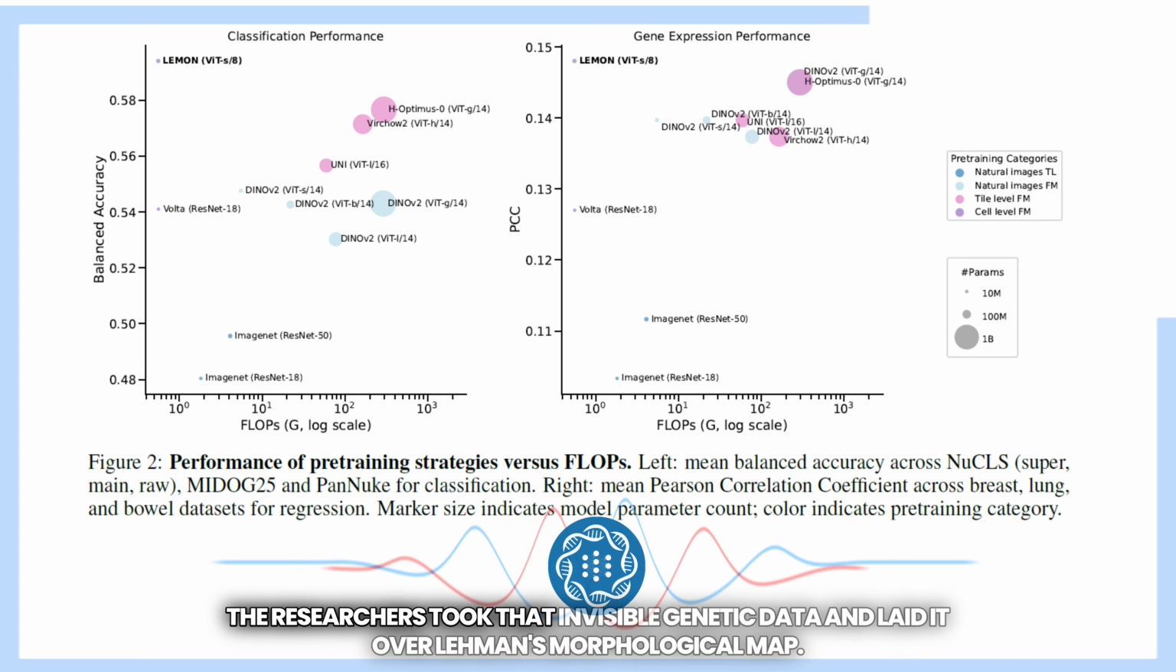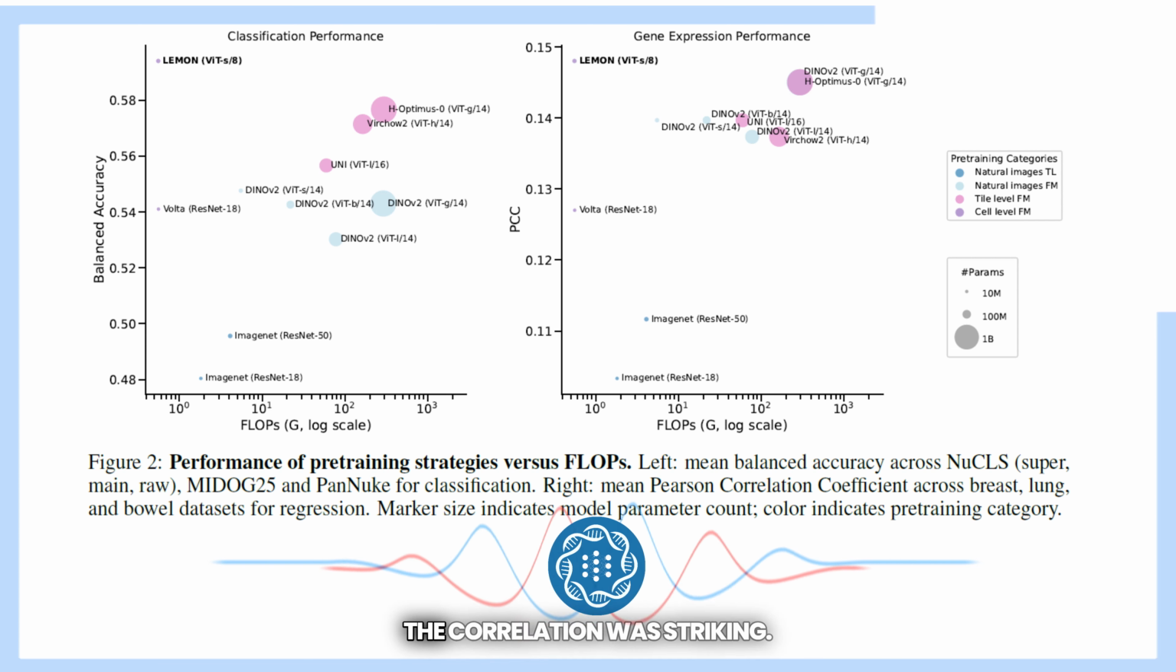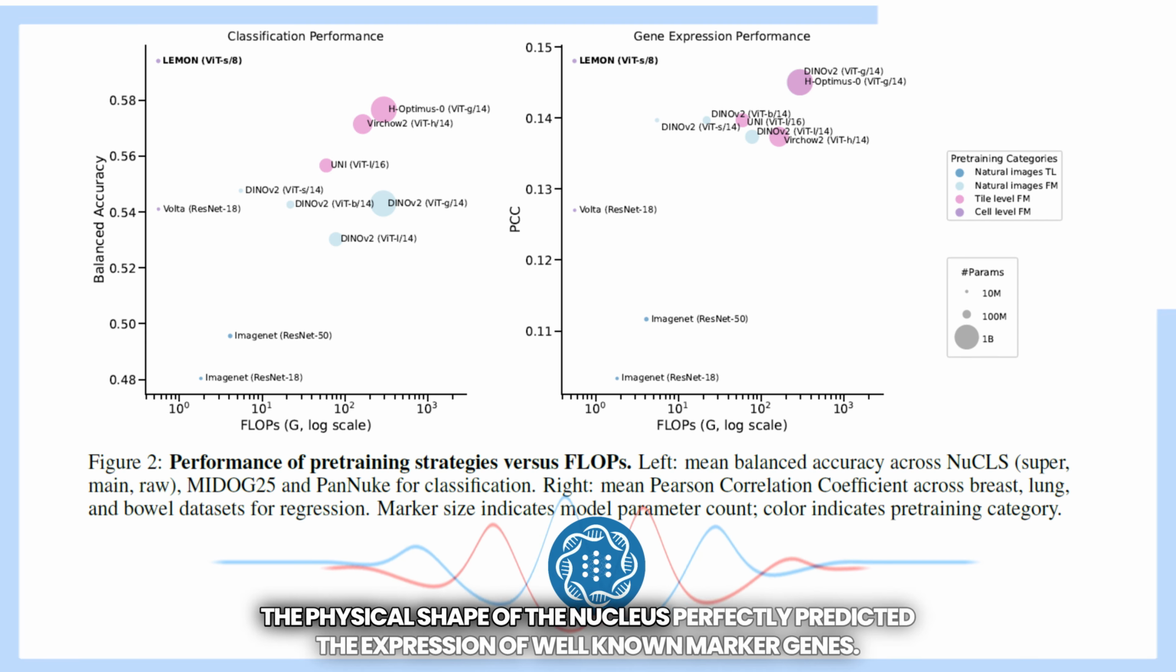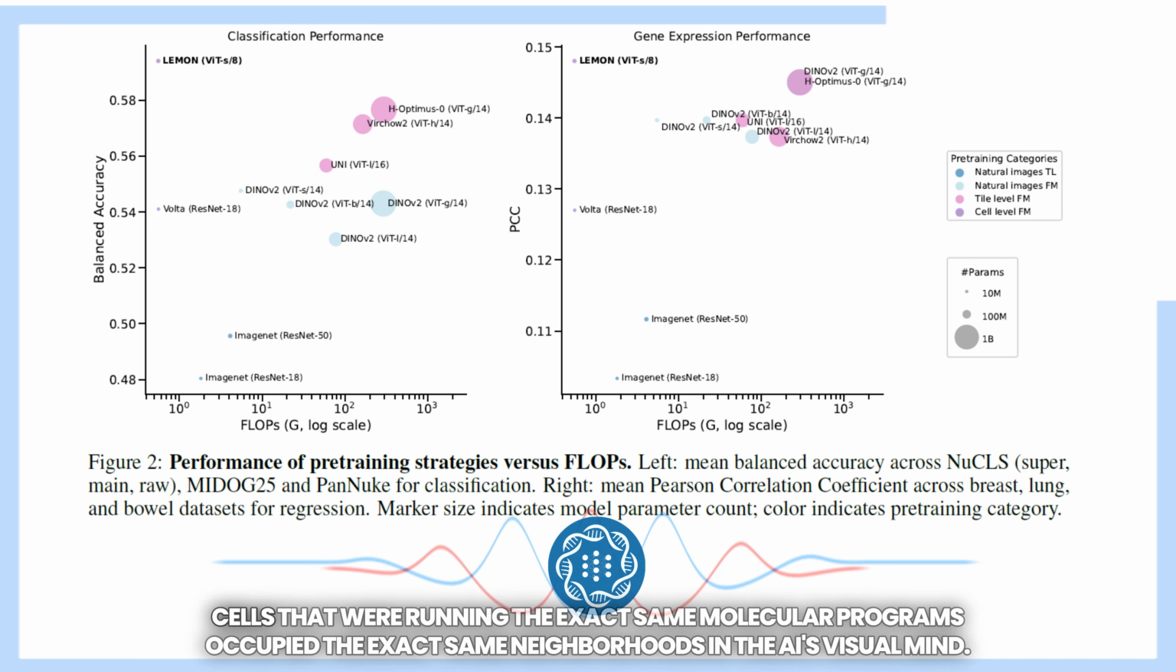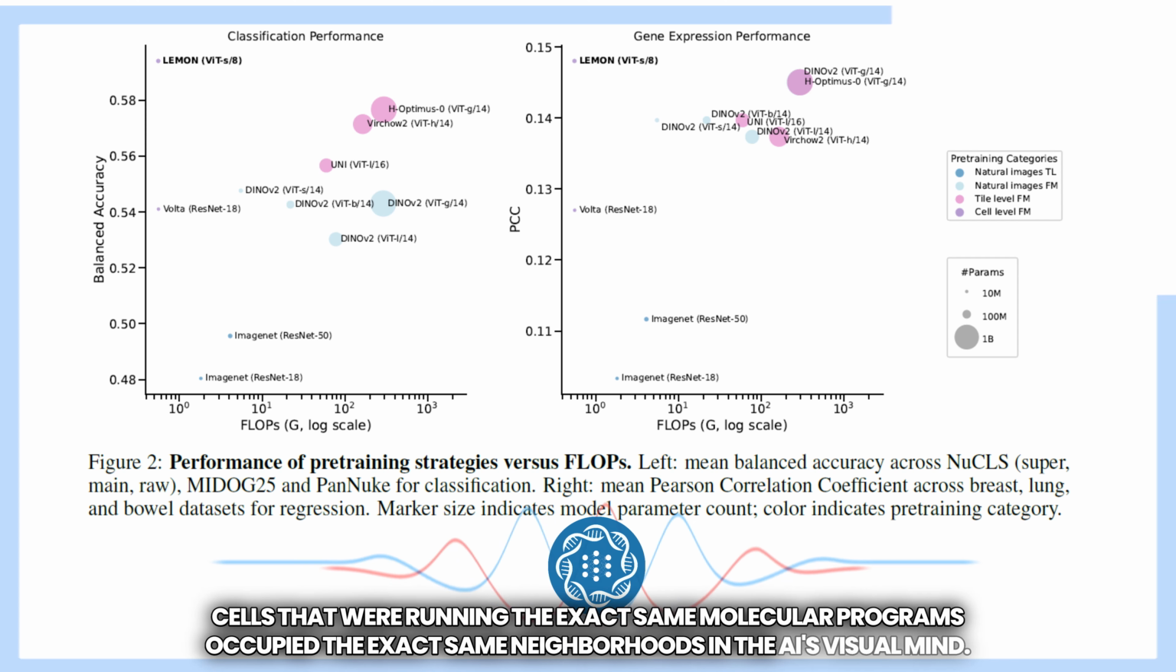The researchers took that invisible genetic data and laid it over Lemon's morphological map. The correlation was striking. The physical shape of the nucleus perfectly predicted the expression of well-known marker genes. Wait, really? Yes. Transcriptionally related cells, cells that were running the exact same molecular programs, occupied the exact same neighborhoods in the AI's visual mind.